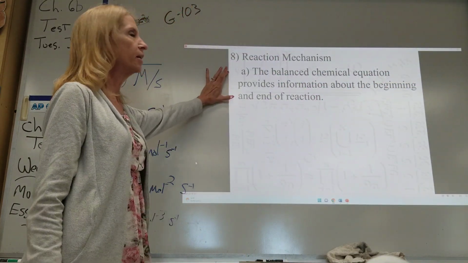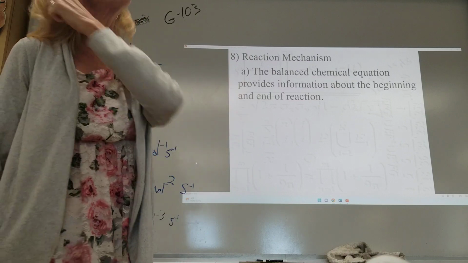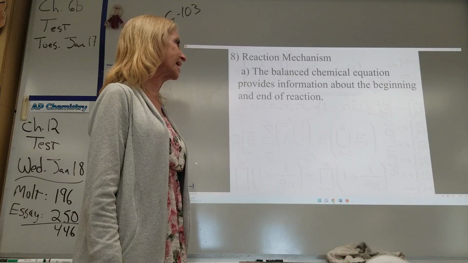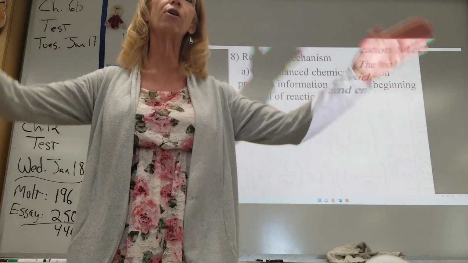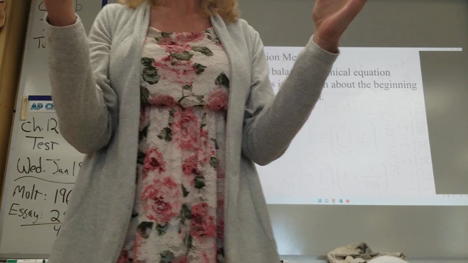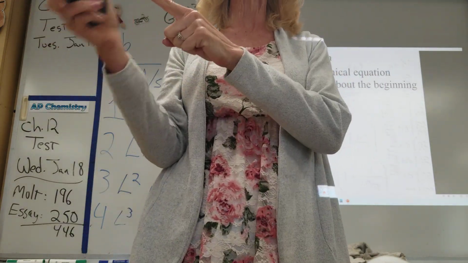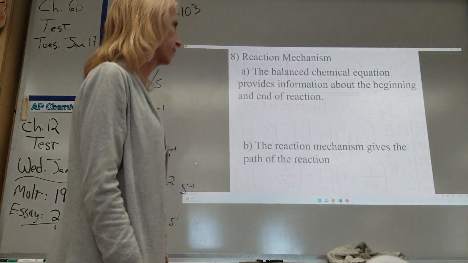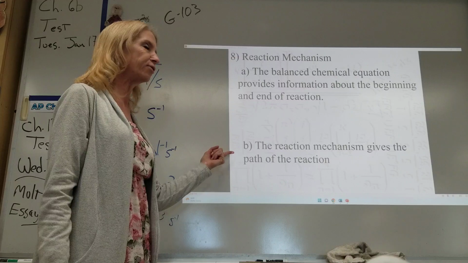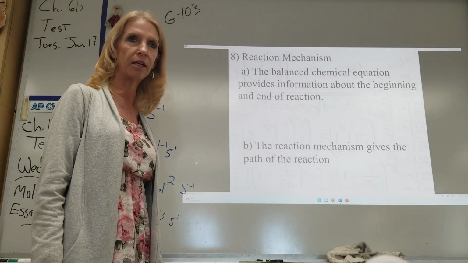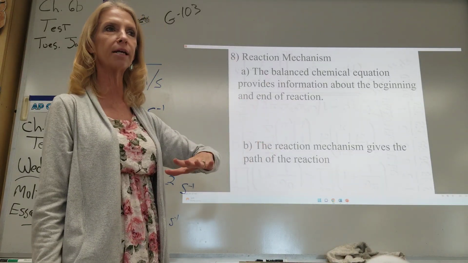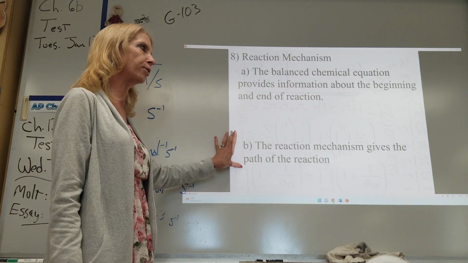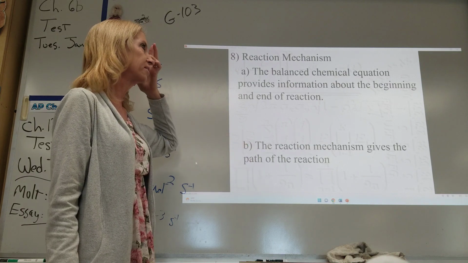So first of all, similar to Hess's law, the balanced chemical equation provides information about the beginning and the end of a reaction. So every time I give you a balanced reaction, that's actually the net of the beginning and of the end, but it doesn't really show you what's going on throughout the middle of the reaction. The reaction mechanism gives you the path to the final reaction. It's the details that in high school chemistry we ignore. In college level chemistry, when you get to this chapter, you start to focus on the details.